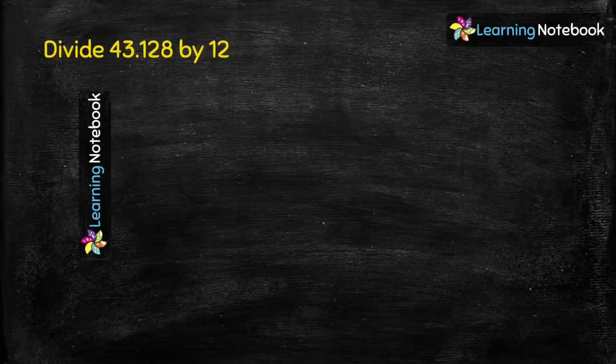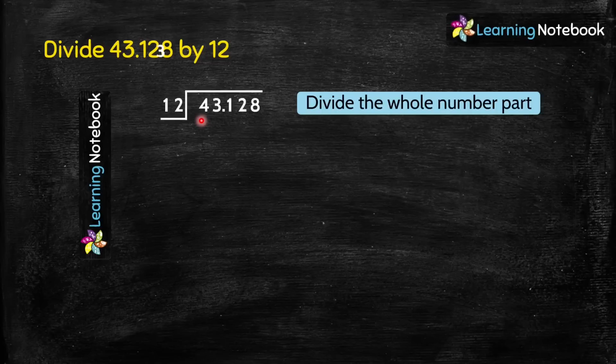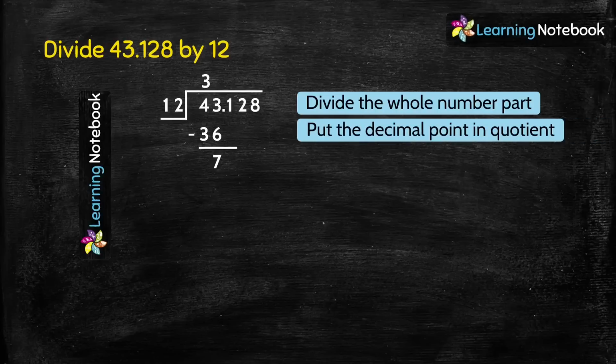Let's do one more question. Divide 43.128 by 12. So students, first we will divide the whole number part, which is 43. So 12 into 3 equals to 36 and 43 minus 36 equals to 7. Now division of whole number part is complete. So put the decimal point in the quotient. Let's continue dividing.